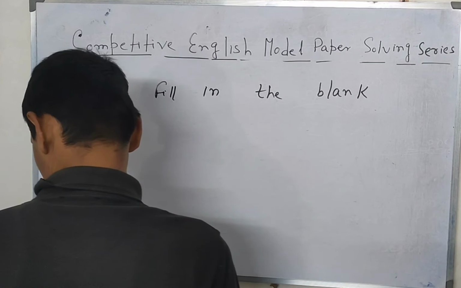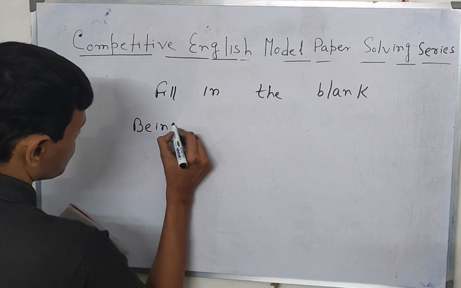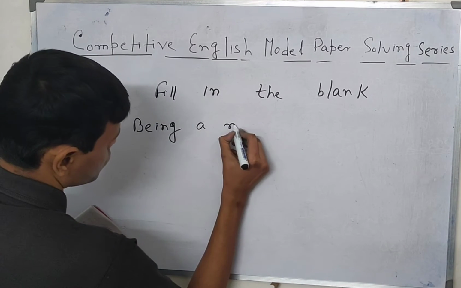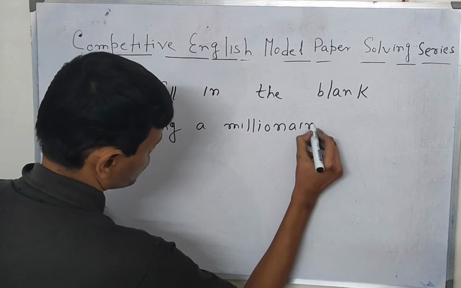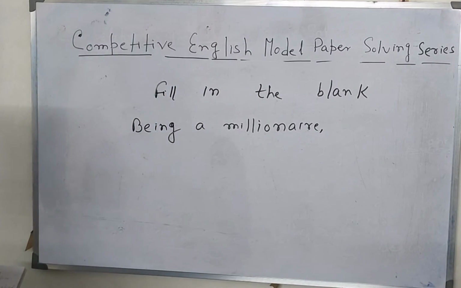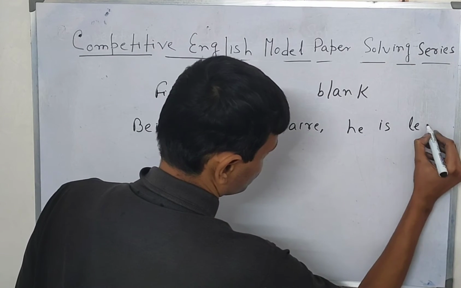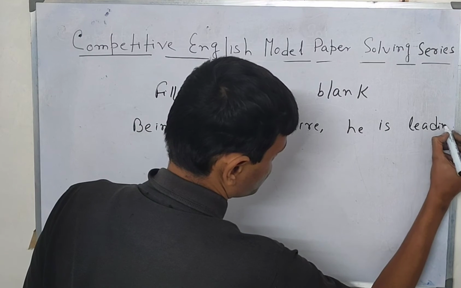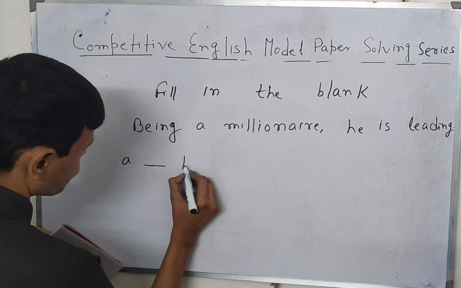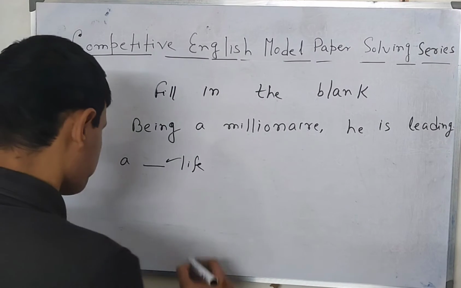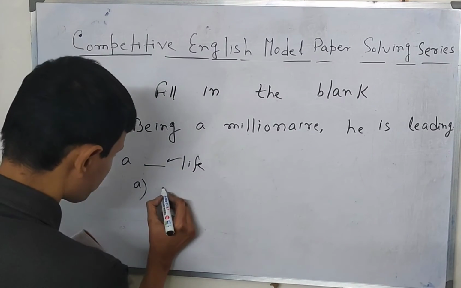What is that? Being a millionaire, he is leading a life. This is the blank here. Now the question is conducive.